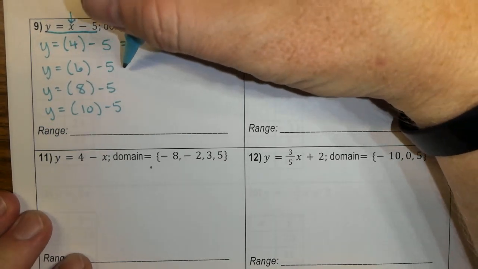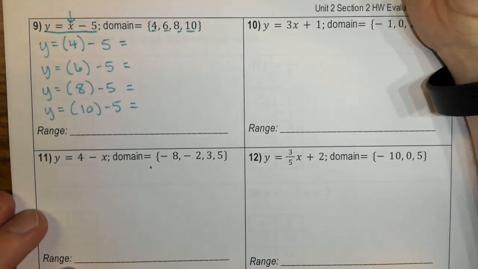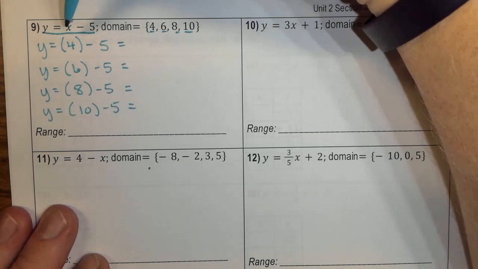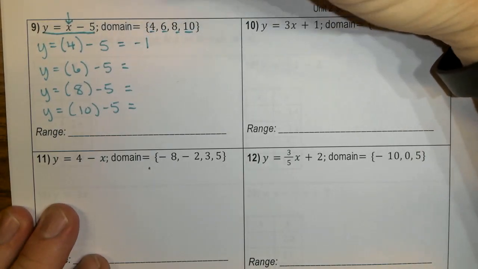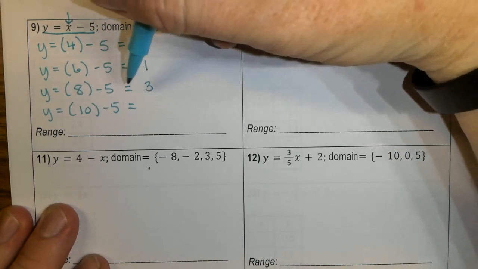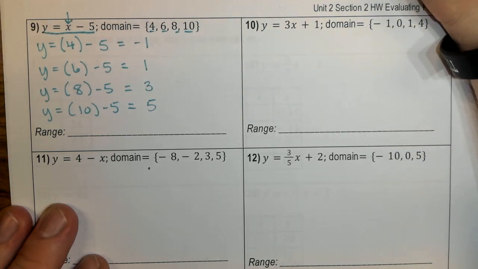Now I just have to figure out what all of these are. Since I'm subtracting, I'm not having to multiply or do anything weird. I'm going to go ahead and just subtract these. So 4 minus 5 is negative 1. 6 minus 5 is positive 1. 8 minus 5 is 3. And 10 minus 5 is 5.